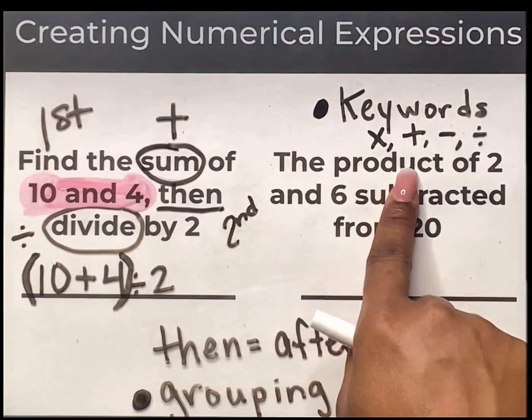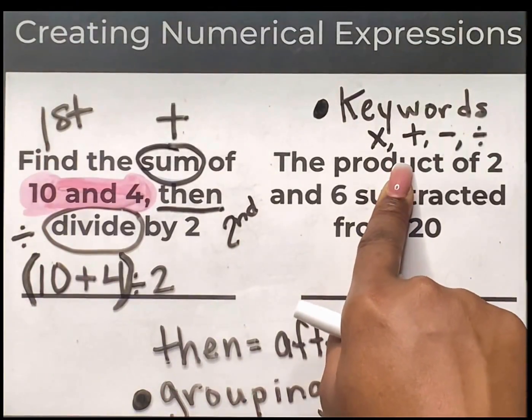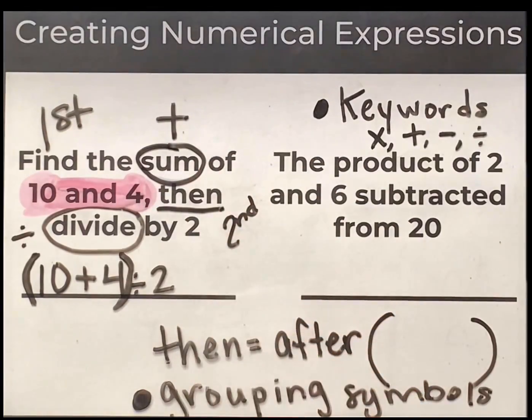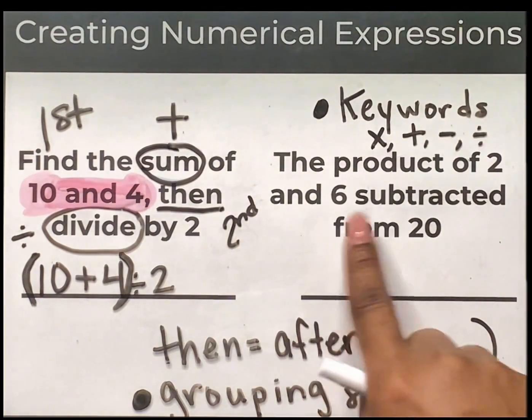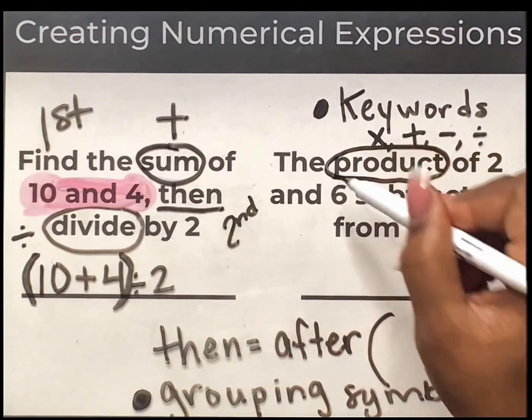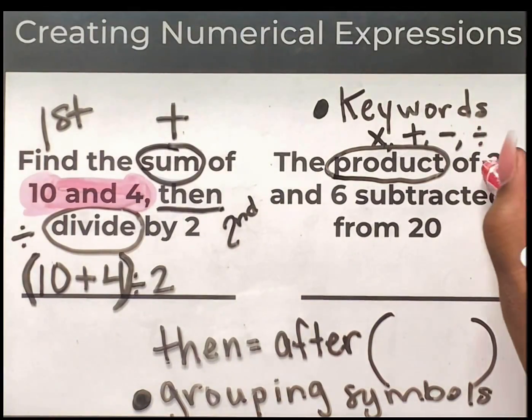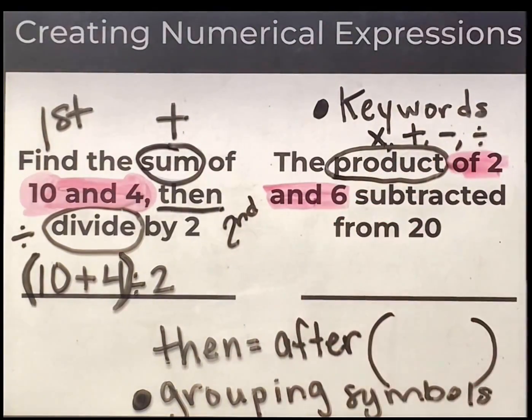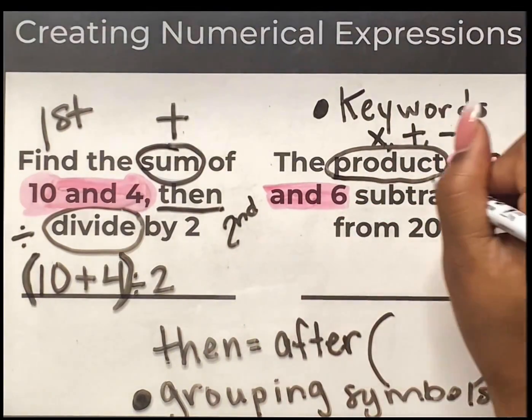So we find keywords, identify those, identify the numbers or values that are associated with those keywords, start creating the expressions, and place grouping symbols when needed to tell you what should be done and in what order. Okay, let's try the second one. The product of 2 and 6 subtracted from 20.